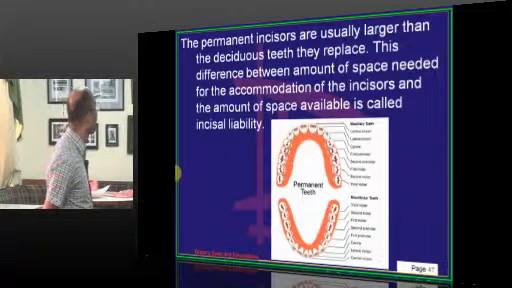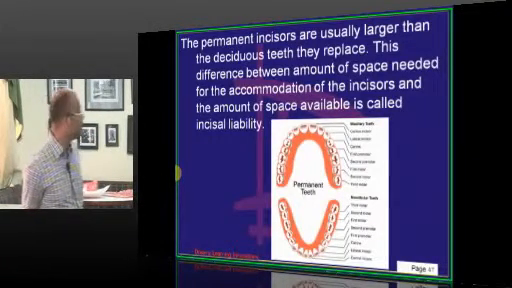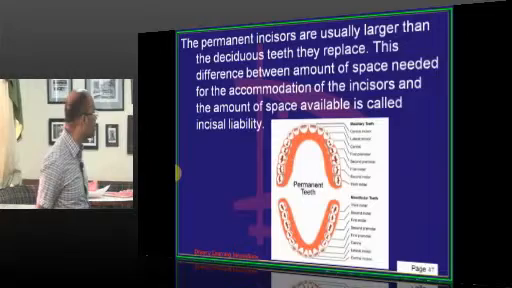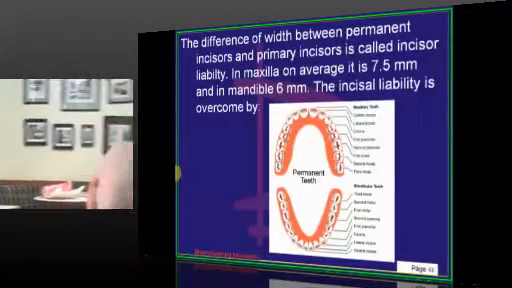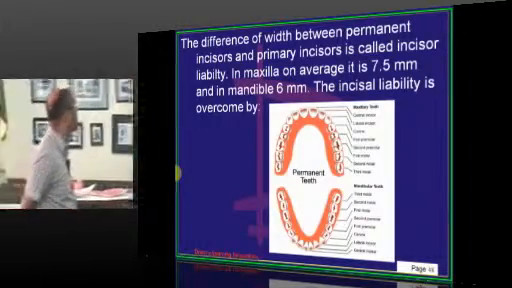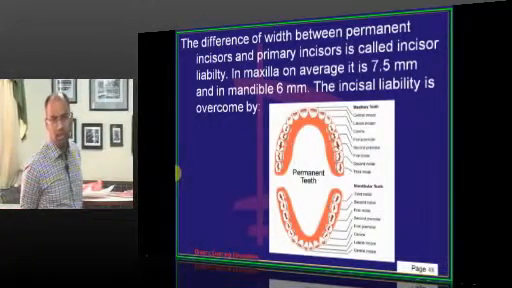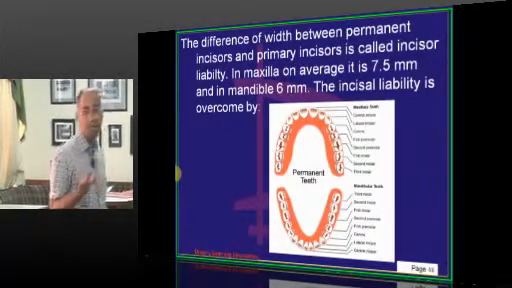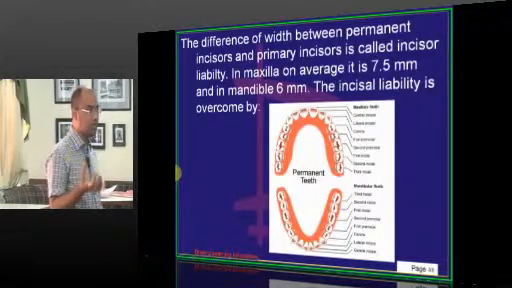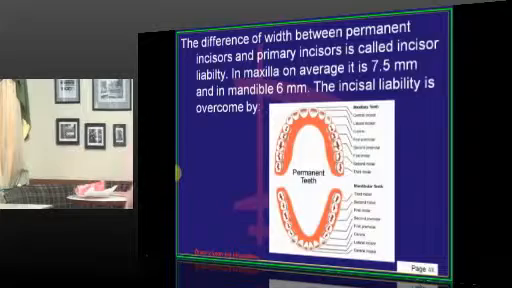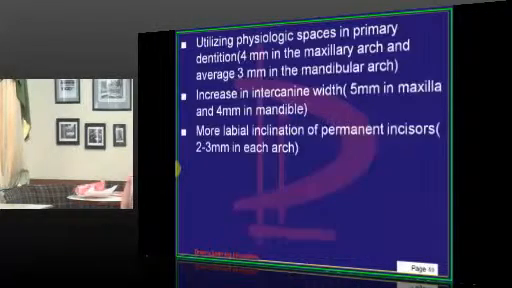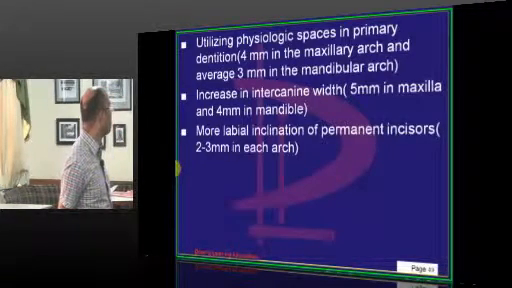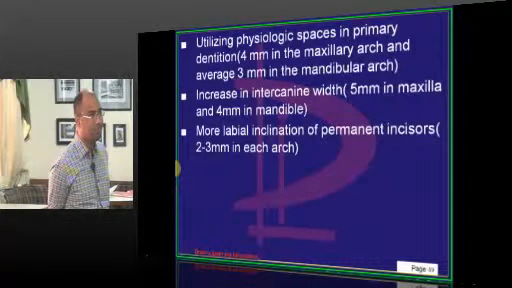Now the reason is the permanent incisors are usually larger mesiodistally, and you need some amount of space to accommodate them. So how to accommodate this space? The difference is approximately 7 to 8 in the upper and 5 to 7 in the lower. How do you overcome this? Now if I have 5 to 7 millimeters, where do I get that space? I get that space by utilizing the physiological spaces in the primary dentition, which I have told you earlier, the normal spaces which are seen.